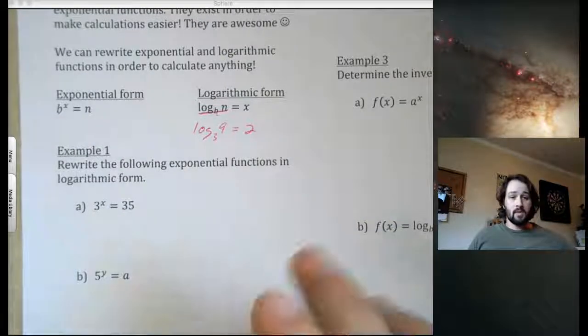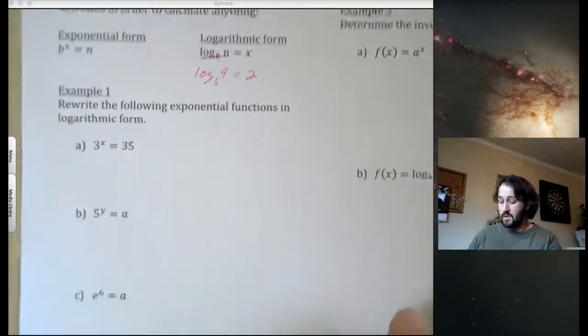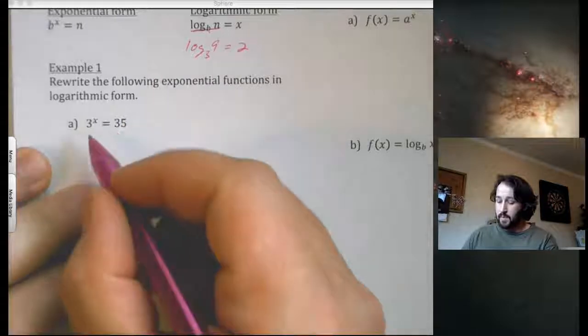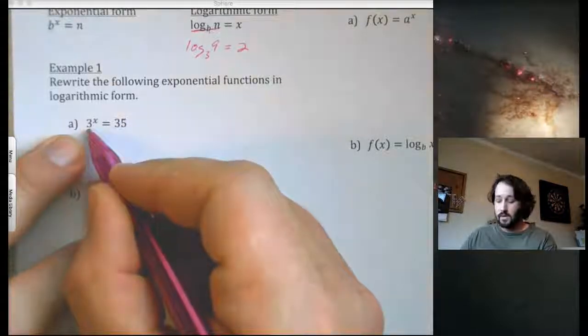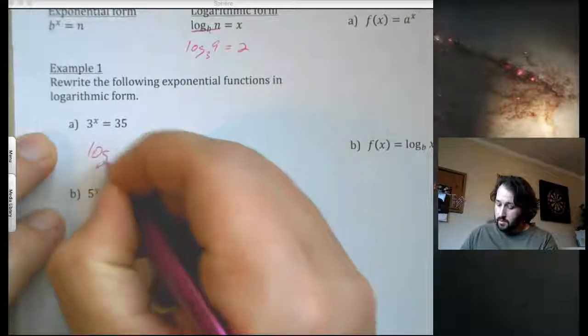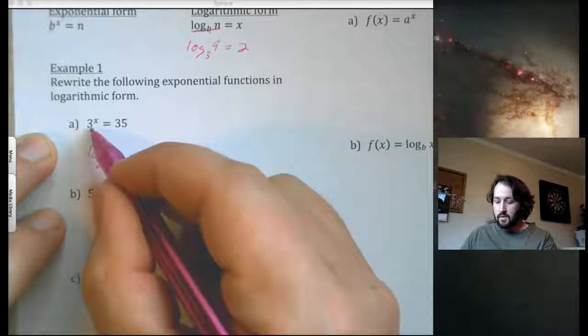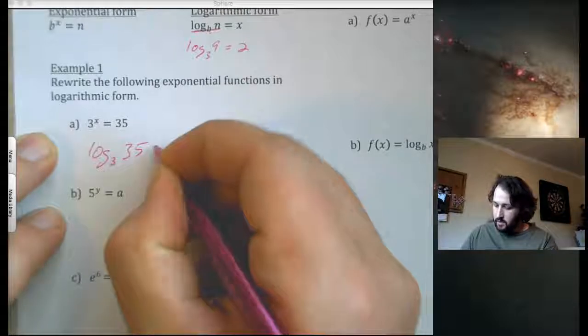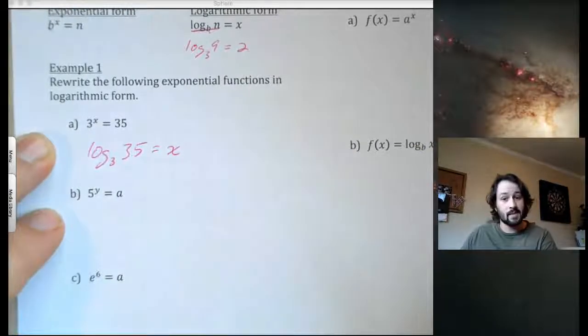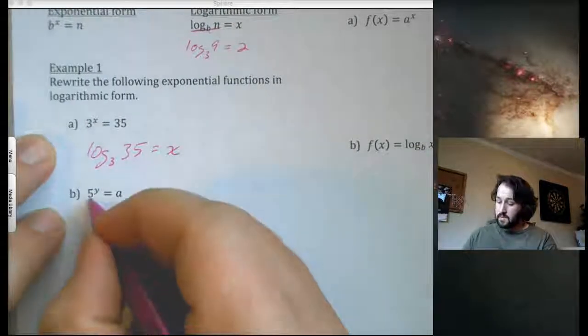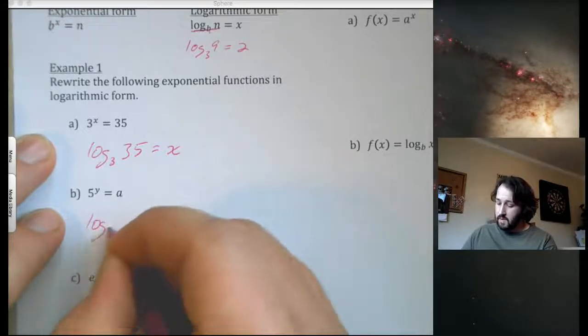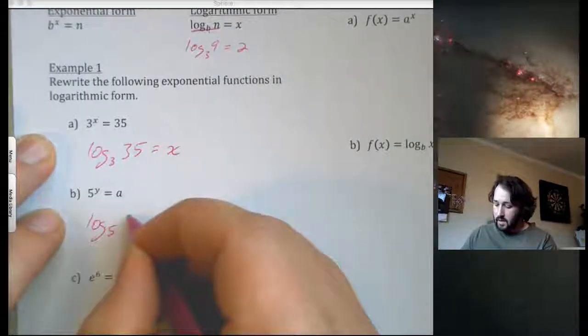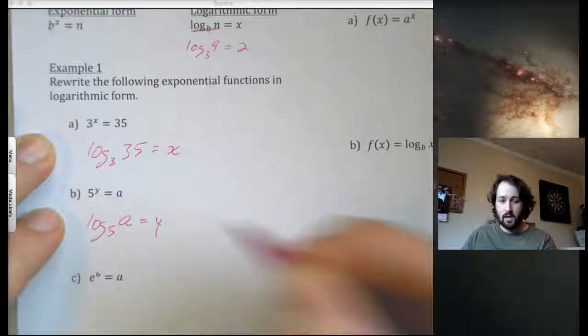All right, so we're going to rewrite these in logarithmic form for these first examples. Notice, I have a base of 3. So I have log base 3 of 35 equals x. Don't put them together again. That's it. Base of 5, so log base 5 of a equals y. That's it.